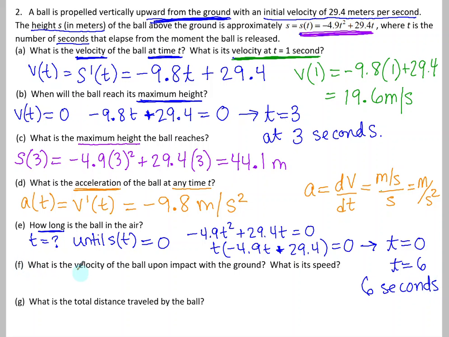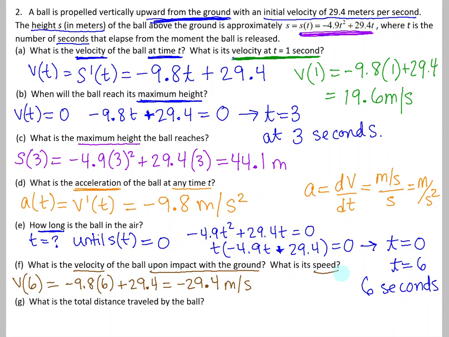F. What is the velocity of the ball upon impact with the ground? Impact meaning when it touches the ground. We have a velocity function that we found in Part A, and we know when the ball impacts the ground, at 6 seconds. So we want to find the velocity at 6 seconds. Taking our velocity function, we'll plug 6 into that. Negative 9.8 times 6 plus 29.4. That makes negative 29.4. And our units for velocity are meters per second. That's the velocity of the ball upon impact with the ground.